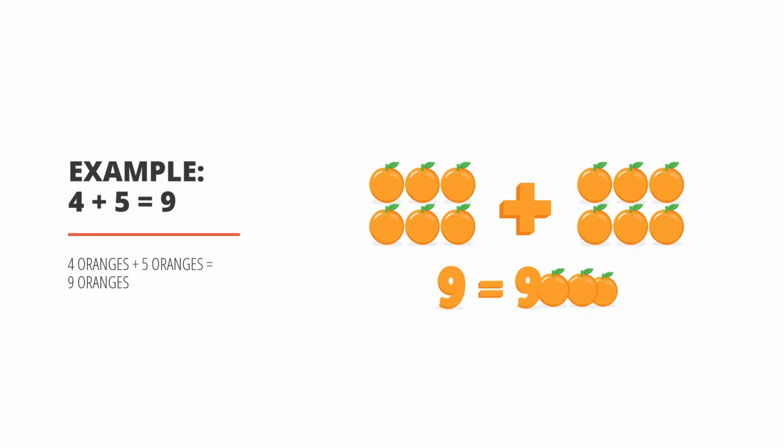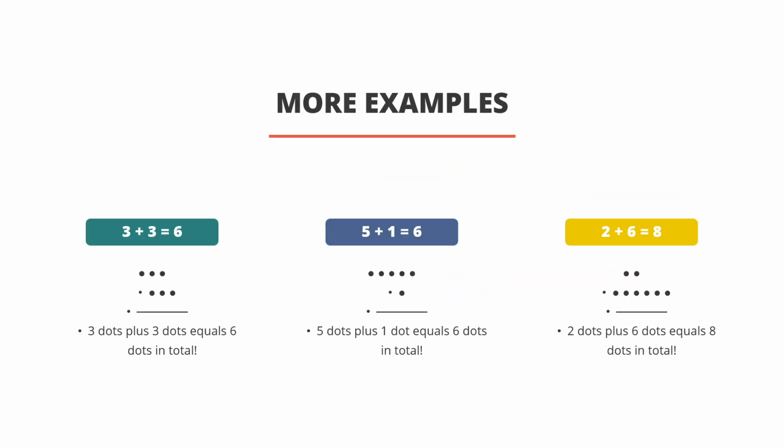Here is another example. 4 plus 5 equals 9. If you have 4 oranges and you get 5 more oranges, you will have 9 oranges in total. Let's try more examples. 3 plus 3 equals 6. 5 plus 1 equals 6. 2 plus 6 equals 8. Practice these to get better at addition.